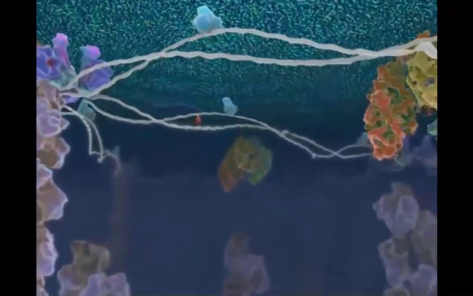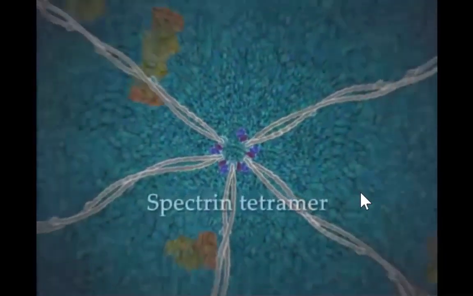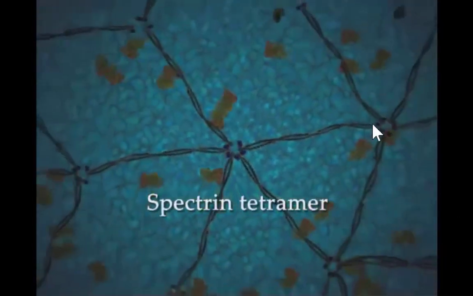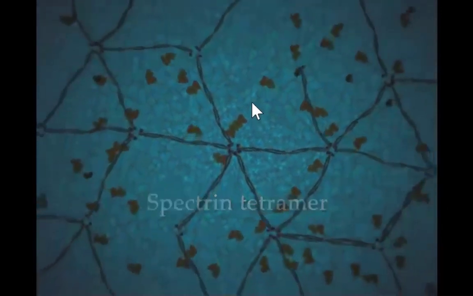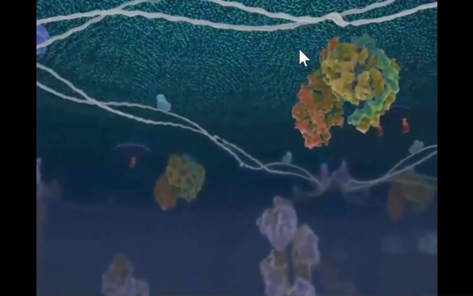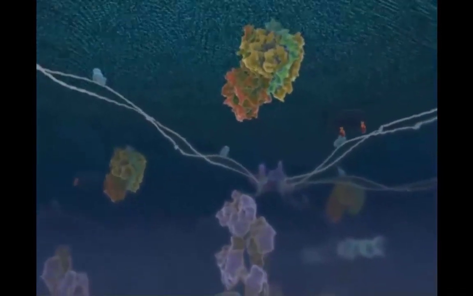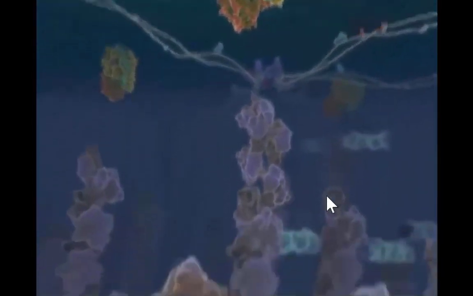And inside the cell, there is another cytoskeletal network. This network is made of spectrin in tetramer forms, and they make a network right beneath the membrane so that the membrane has a rigid structure. Across this spectrin network, many proteins are embedded in the membrane, connecting the signal from outside to inside.